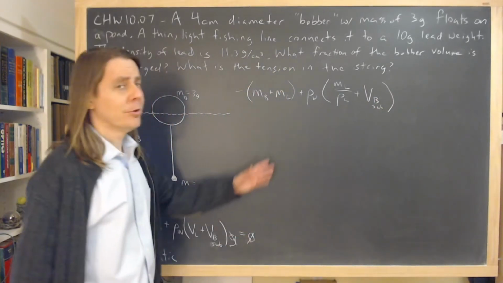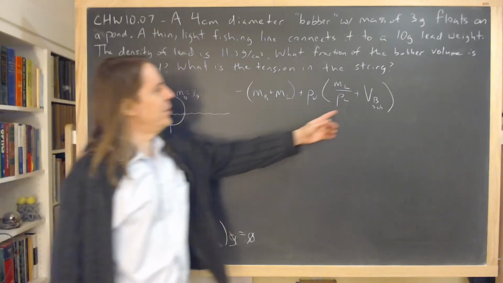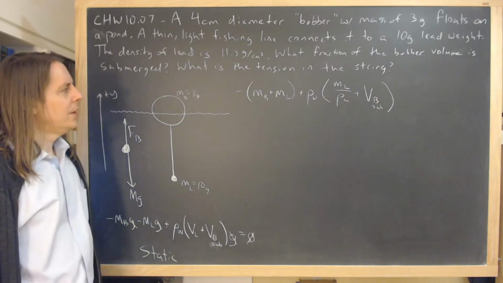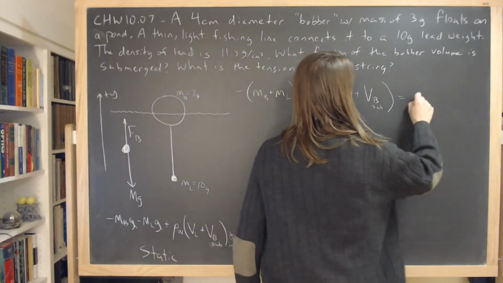Why aren't we putting the volume of the bobber there? Because it's not the full volume, it's just the submerged part. Once we have that number, that's what we're looking for. So you set that up, and that's actually, you're done. I mean, you know all these numbers.